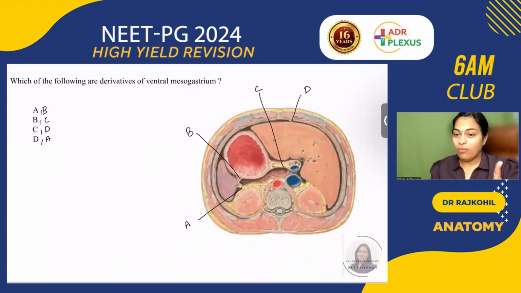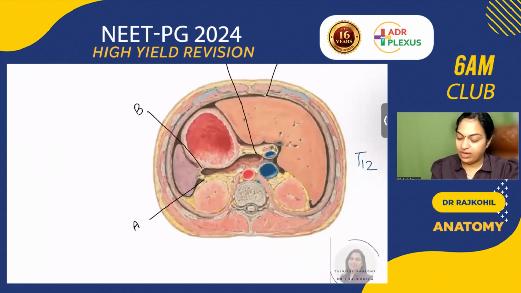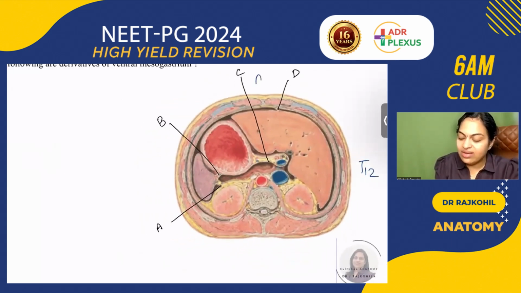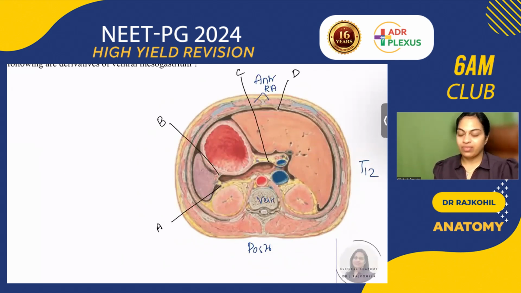I've given you two options. Did you see that? It's probably at the level of T12. Okay, I'll tell you why. So you won't have a problem in identifying anterior and posterior. Yes, it's just going to be a crisp explanation. I won't be wasting much of your time. This is your rectus abdominis. This is your vertebra. And you can see the liver on the right and the spleen on the left.